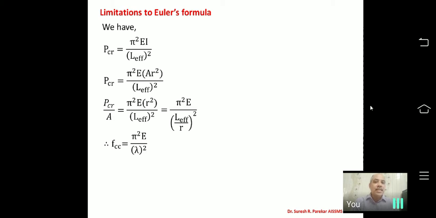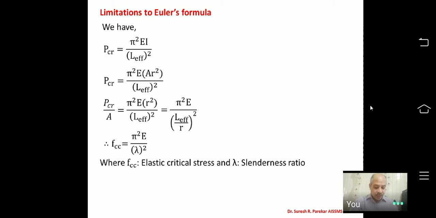And then we have pi square E upon lambda square, where lambda is the ratio of effective length to least radius of gyration, and FCC is the elastic critical stress. So that is L effective upon r, known as lambda, which is the slenderness ratio. Now this shows we should have lambda greater than or equal to.